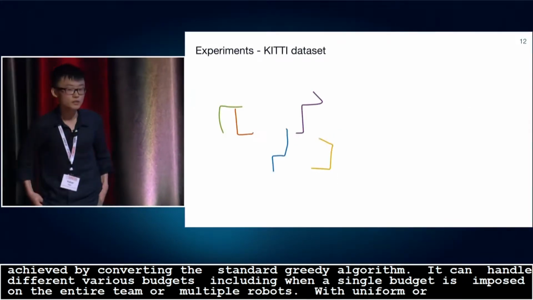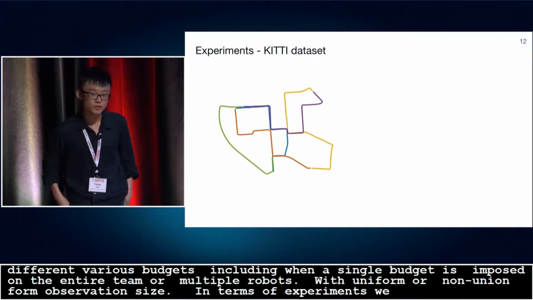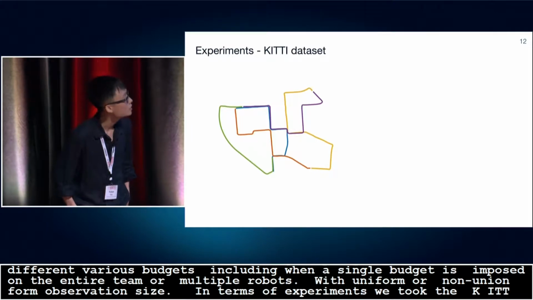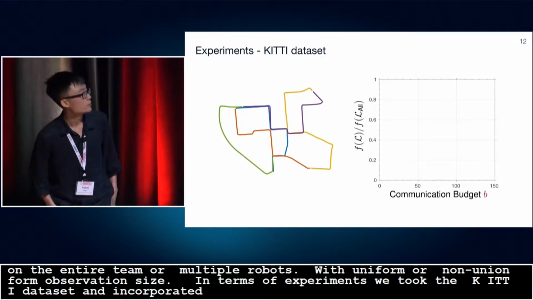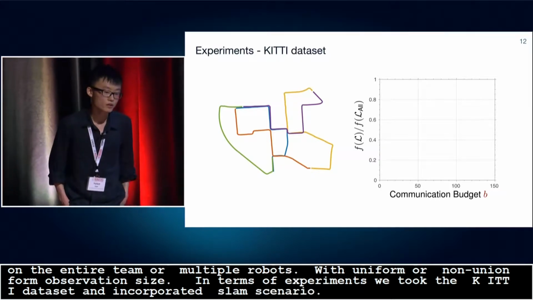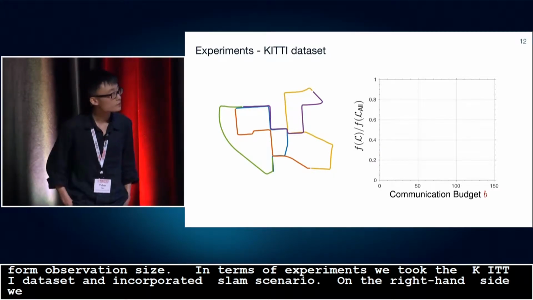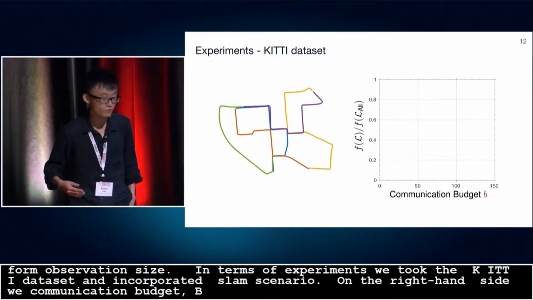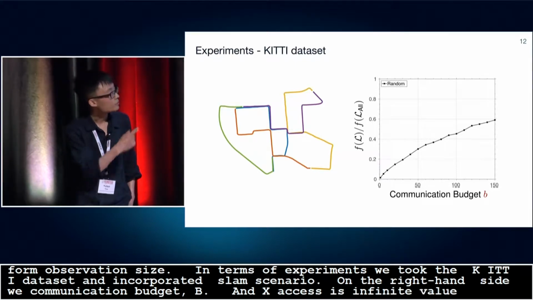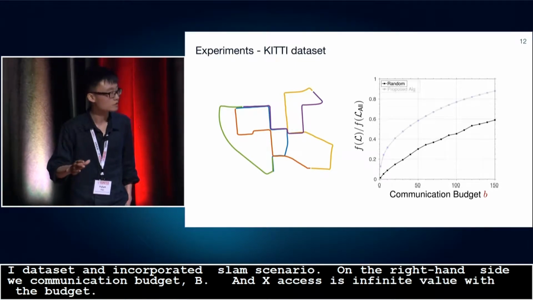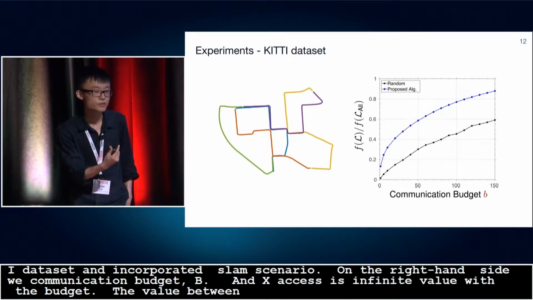In terms of experiments, we took the KITTI dataset and divided it into multiple segments to simulate a collaborative SLAM scenario. On the x-axis of the right-hand side figure, we vary the communication budget B, and on the y-axis, we show the achieved objective value normalized by the maximum achievable value with infinite budget. So this makes the value always between 0 and 1. The black curve shows a random exchange policy. The blue curve shows our proposed algorithm, which is clearly much better than the random baseline.